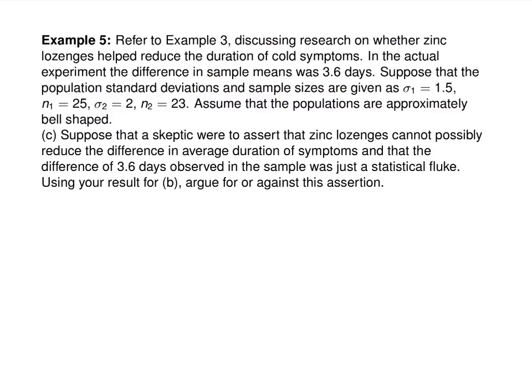So suppose that a skeptic were to assert that zinc lozenges cannot possibly reduce the difference in average duration of symptoms, that the difference of 3.6 days observed was just a statistical fluke. Using your result for B, argue for or against this assertion. So being 7 standard deviations above the mean is really unlikely. So the observed result is not likely to be a statistical fluke.